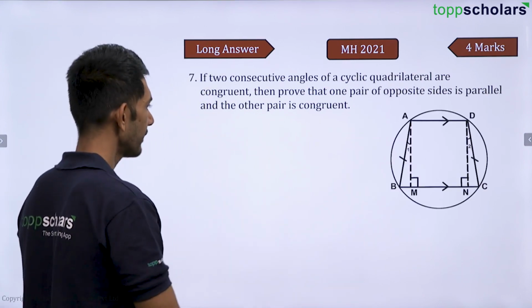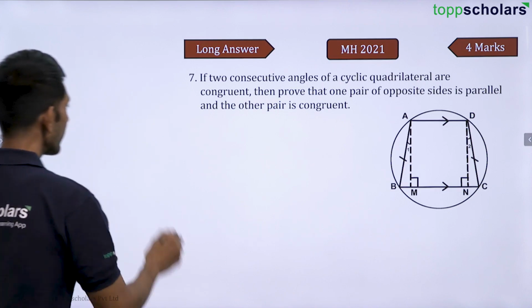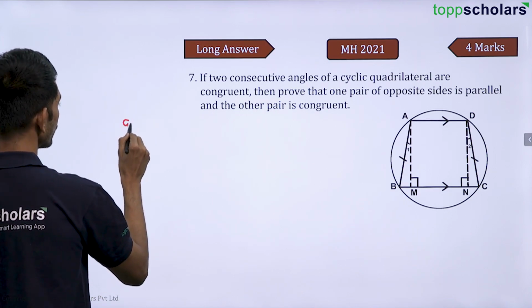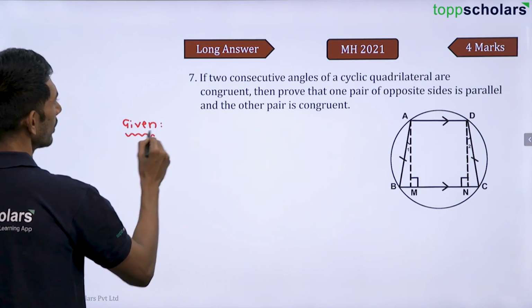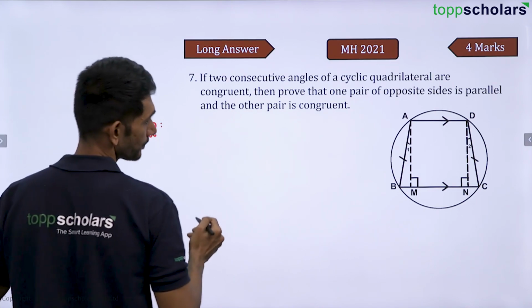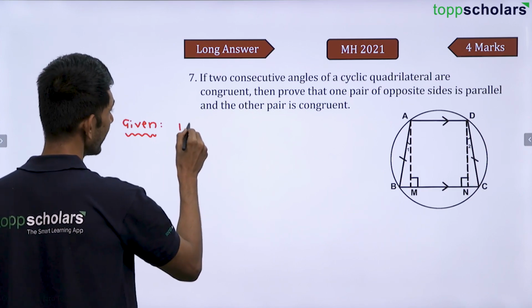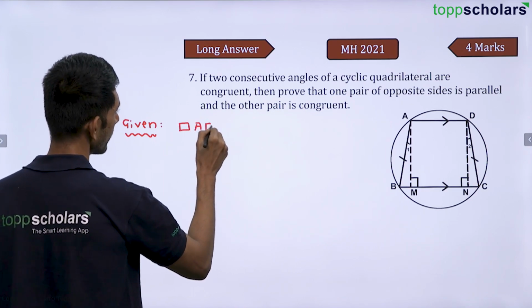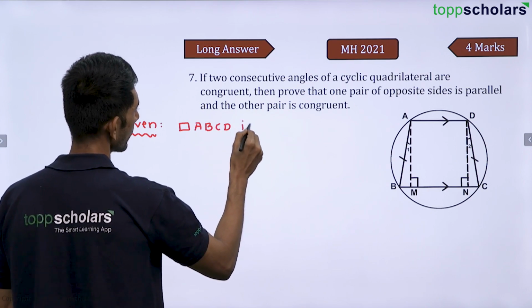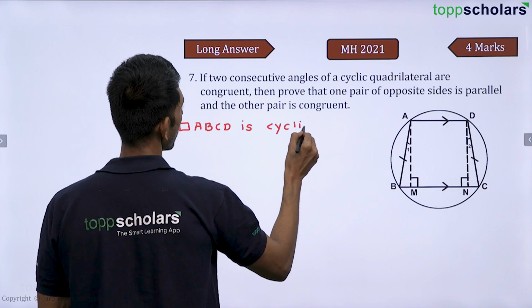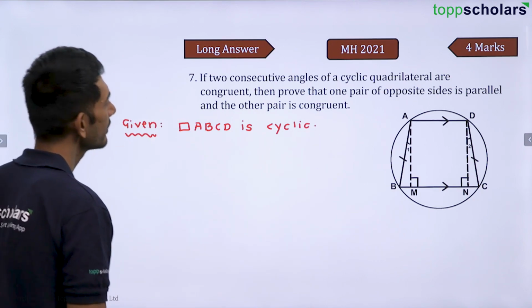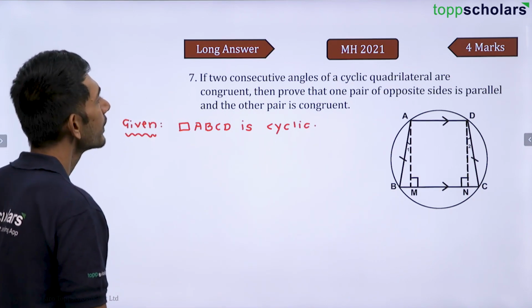So here is the figure, correct? So what is given? Let's go slowly because this is a 4 marker. You have to give all the steps correctly. What is given? It is given that quadrilateral ABCD is cyclic, right? Quadrilateral ABCD is cyclic. This is given.